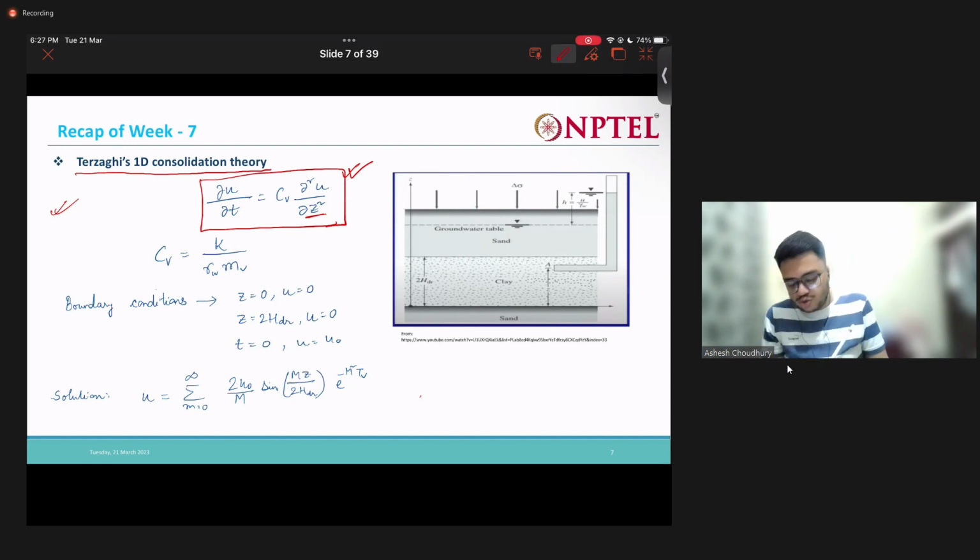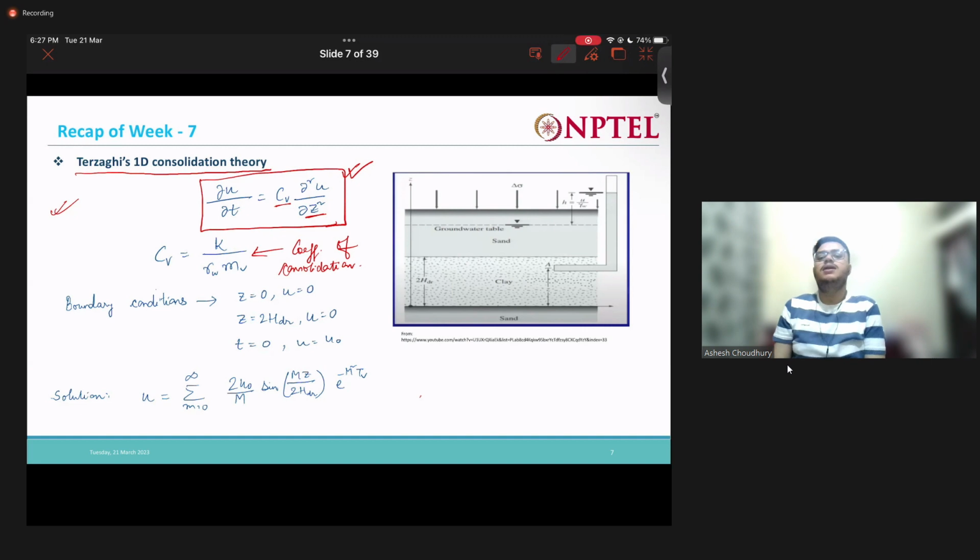So you can see that dou u by dou t is equal to cv into dou square u by dou z square. This is my one-dimensional process. The derivation was done in detail in the class, so I won't be going into that. In this differential equation you have this term cv, which is called the coefficient of consolidation. For a particular type of soil, it is a constant.